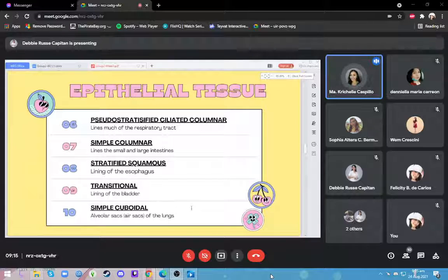Number 6, lines much of the respiratory tract: pseudostratified ciliated columnar. Lines the small and large intestines: simple columnar. Lining of the esophagus: stratified squamous. Lining of the bladder: transitional. Alveolar sacs of the lungs: simple squamous.